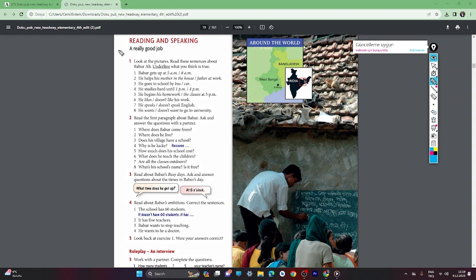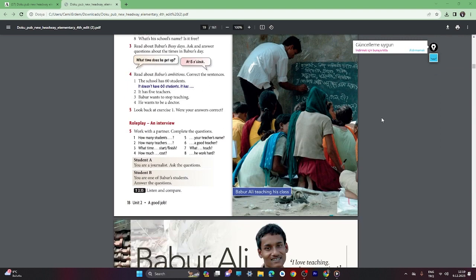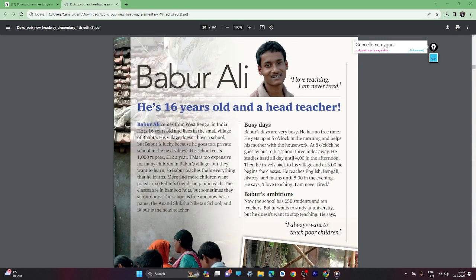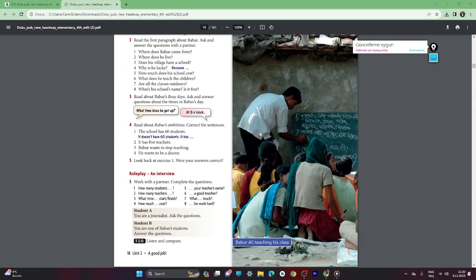So, a really good job. Look at the pictures, read these sentences about Babur Ali, underline what you think is true. Babur gets up at 5 a.m. or 8 a.m. We just read it. Babur gets up at 5 o'clock.